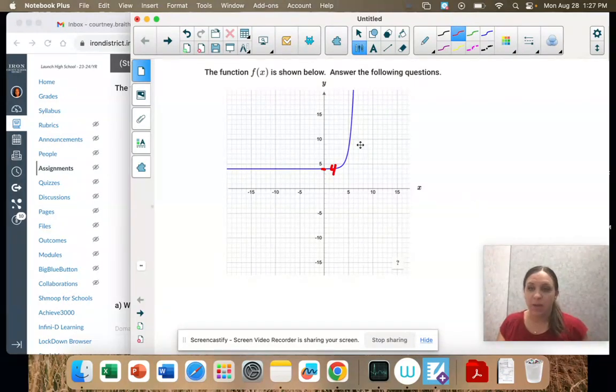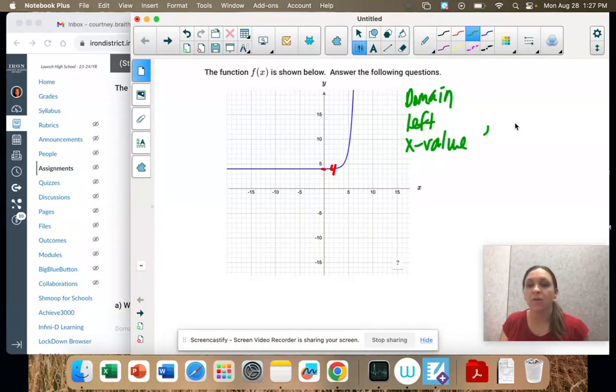But first we want domain. So let's do that. I was skipping to range. So domain is our most left x value, comma, most right x value. Then we'll get to range.